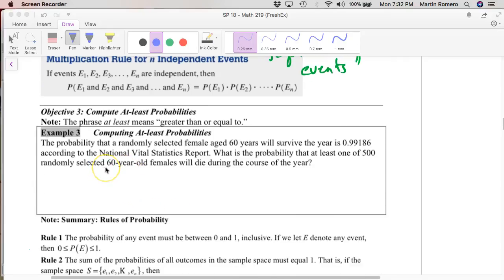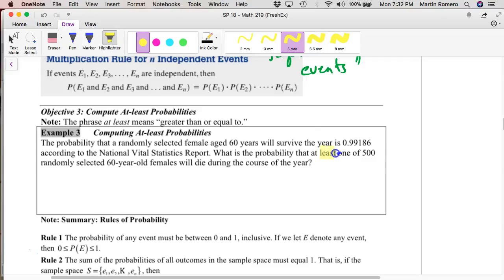The probability that a randomly selected female aged 60 years will survive the year is 0.99186. That's pretty good for a 60-year-old. That means they have a 99% chance of surviving the year. What is the probability that at least one of 500 randomly selected 60-year-old females will die during the year? That at least one of those.